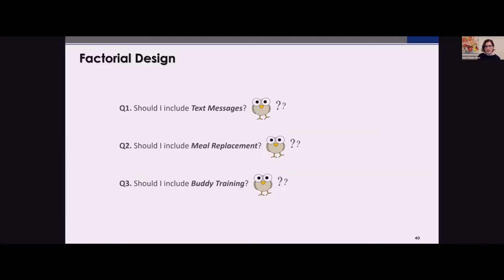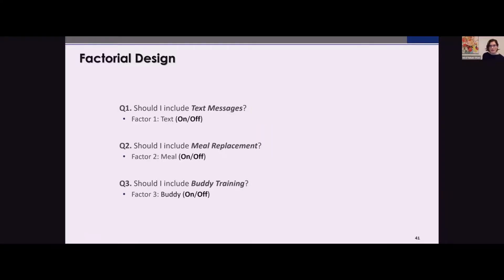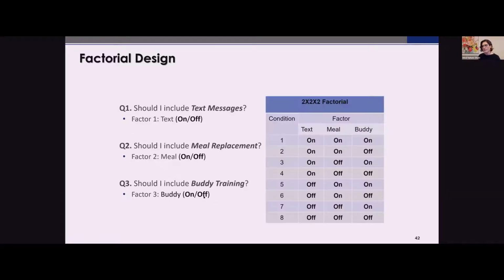All right, but let's make things a bit more complicated. Let's assume that now I have a 3rd scientific question about a 3rd factor. Should I include body training or not? So now I can add a 3rd factor, right, for body training. Again, it will have 2 levels, on and off. On when participants will get the component, and off when they don't. So now I can conduct a 2x2x2 factorial design where I cross the 2 levels of text messages with the 2 levels of meal replacement, with the 2 levels of body training, and this will give me a design with 8 experimental conditions, 2x2x2. All right.